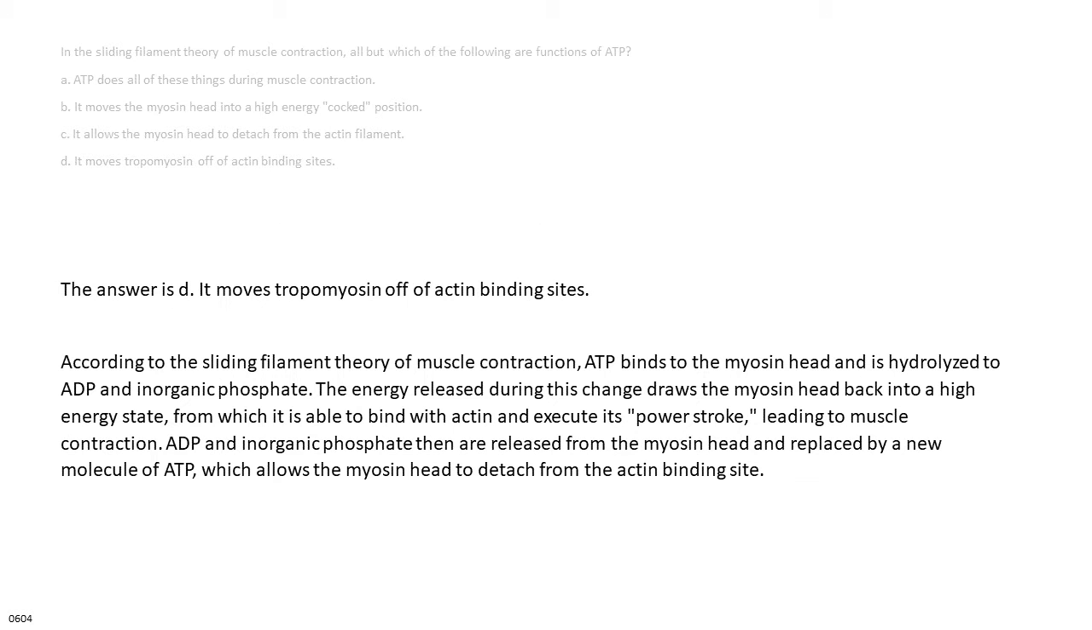The answer is D. It moves tropomyosin off of actin binding sites. According to the sliding filament theory of muscle contraction, ATP binds to the myosin head and is hydrolyzed to ADP and inorganic phosphate. The energy released during this change draws the myosin head back into a high-energy state, from which it is able to bind with actin and execute its power stroke, leading to muscle contraction. ADP and inorganic phosphate then are released from the myosin head and replaced by a new molecule of ATP, which allows the myosin head to detach from the actin binding site.